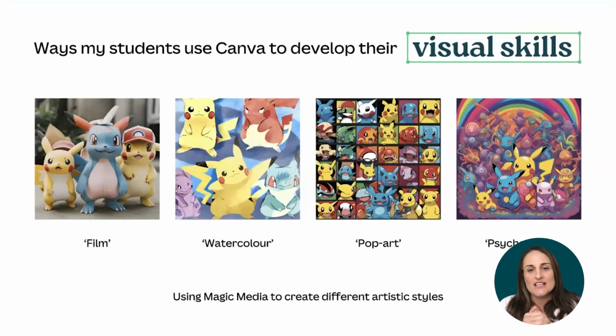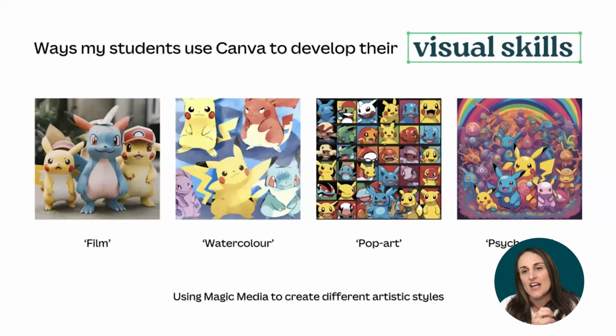So on the screen, you'll see an example here of versions I've created with Pokemon characters using Canva's different style categories. So I've used film, watercolor, pop art, and psychedelic there. And it just generates the same concept, but in different styles. And there are actually some free templates in the Canva library of activities where your students can just go in, and the prompts are written there in those digital templates.